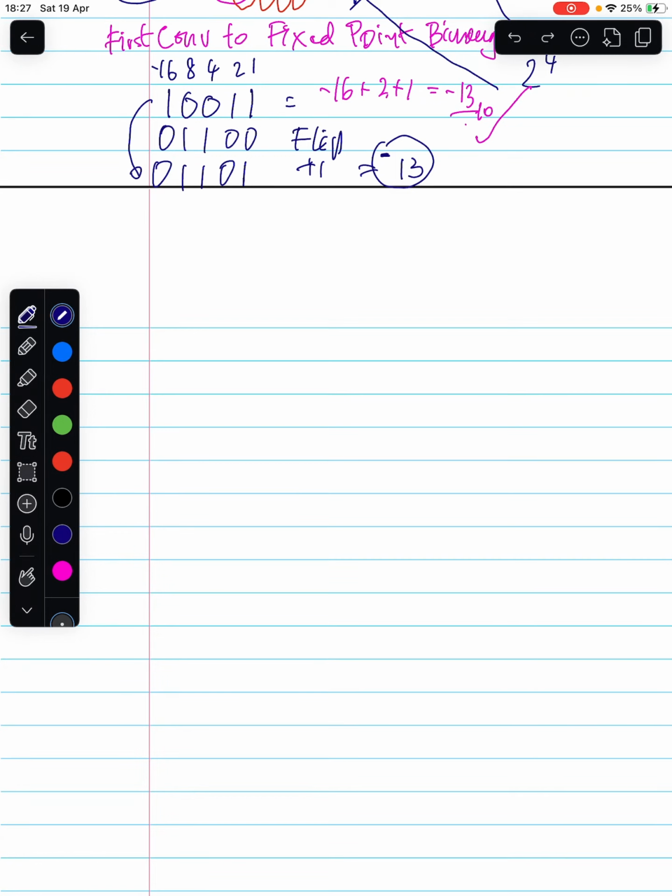Okay, so now we're doing question 7, part A. And that is: normalise the following numbers to 8-bit mantissa and 4-bit exponent.